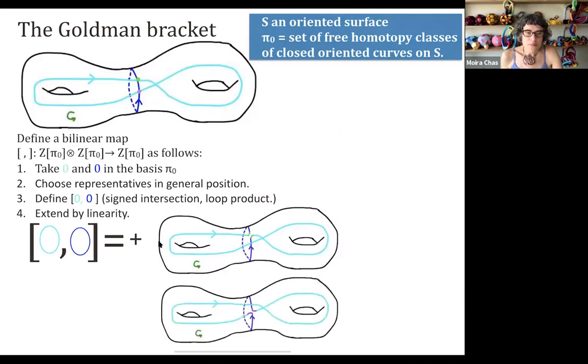Now I do the other one, and I did again the same surgery at the purple point. Here it has a minus, because the blue is in the same direction, but the light blue goes in the opposite direction. So it is not the orientation of the surface.